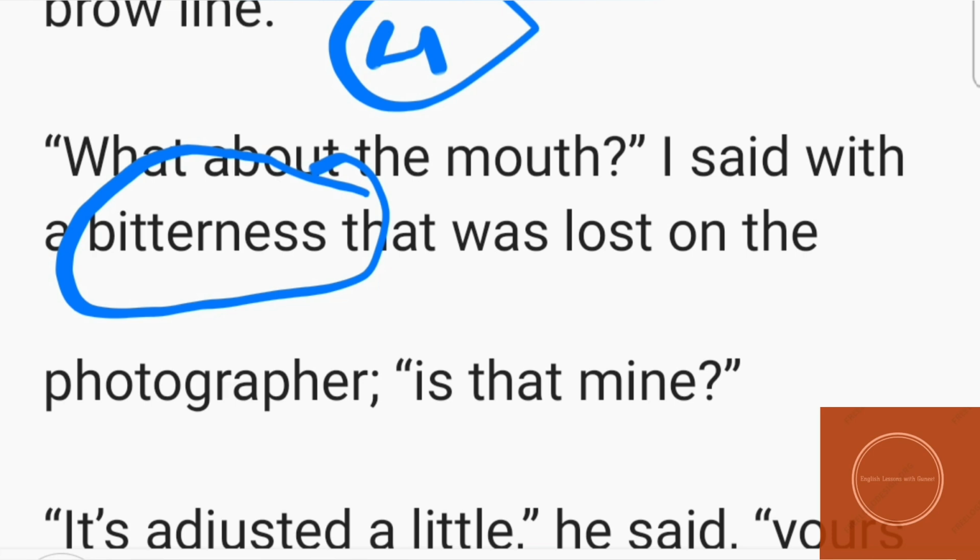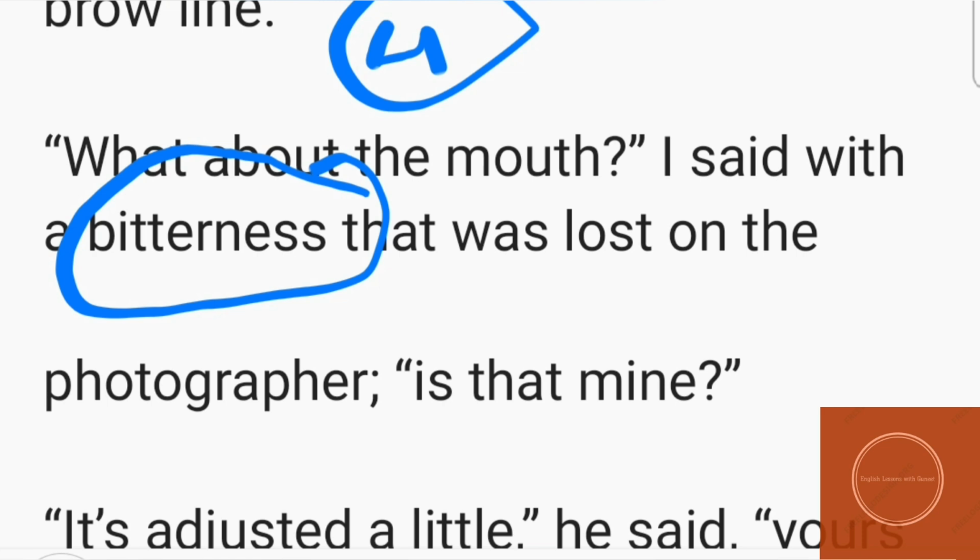Even the eyebrows were completely removed and new eyebrows were put in instead of them, by using the process sulfide. So this bitterness was there because he was not able to accept the fact that some man whom he did not even know properly had first of all made such comments about his physical body, and now had even done adjustments. He had changed so many things about his photograph, that was lost on the photographer. "Is that mine?"